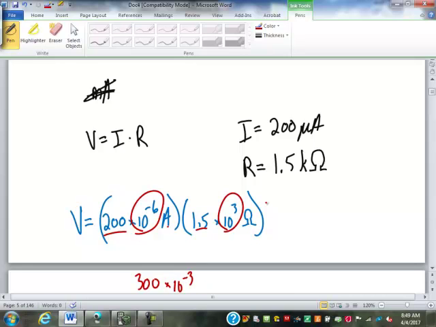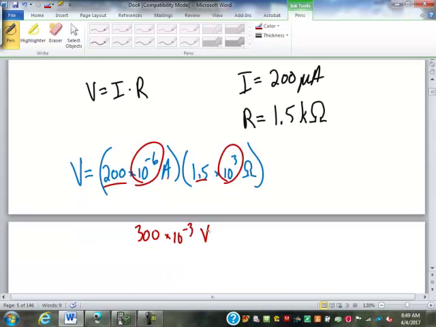Amp times ohm is a volt. 300 times 10 to the negative 3 volts is 300 millivolts, because 10 to the negative 3 is milli. Or 0.3 volts if you want to think of it that way.